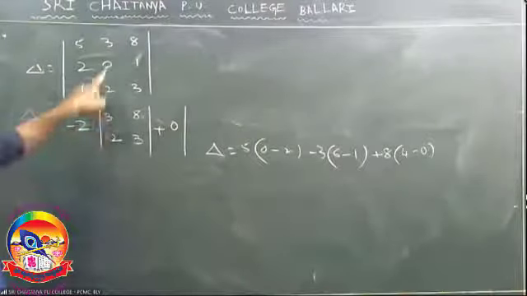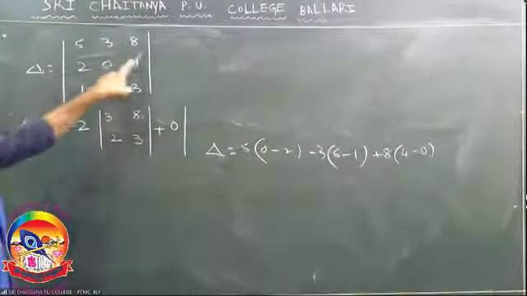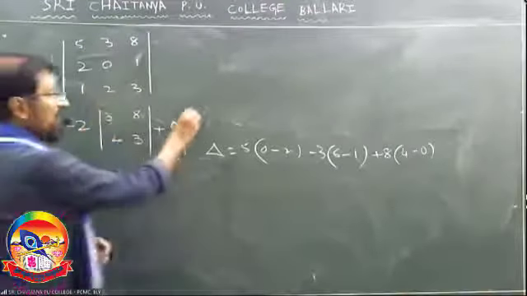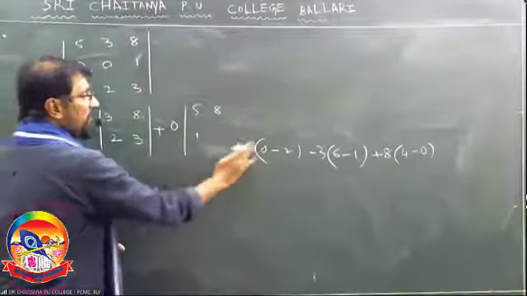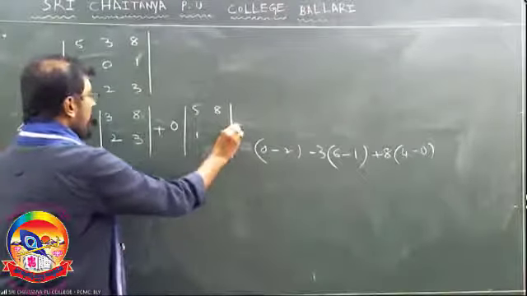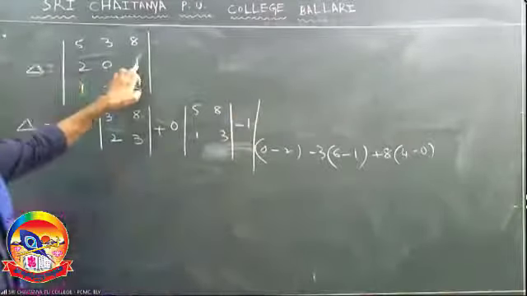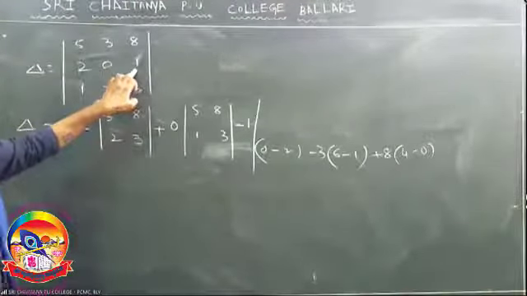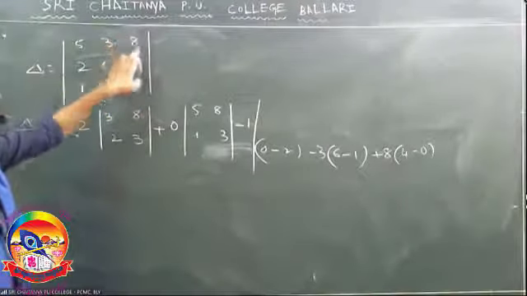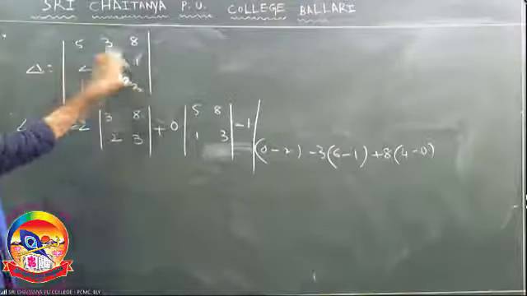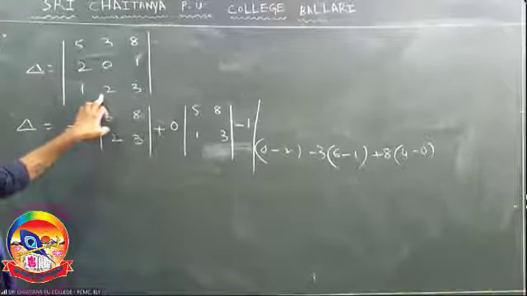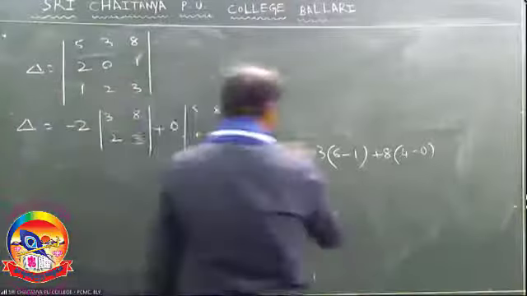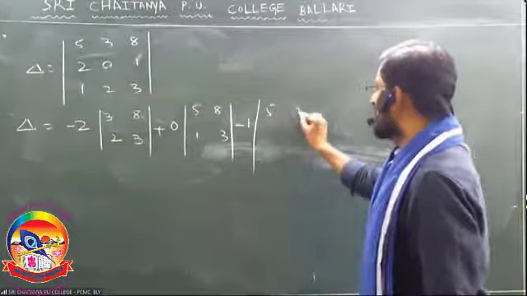Now exclude this column and this row, you will have these 4 elements: 5, 8, 1, 3, right? Okay, minus 1 into this one. Negative, positive, negative. So minus 1 into delta of, exclude this column and this row, you will have these 4 elements. Am I right? 5, 3, 1, 2.